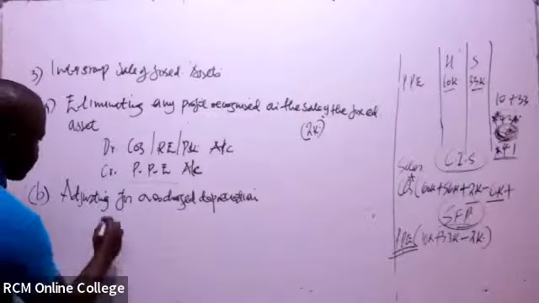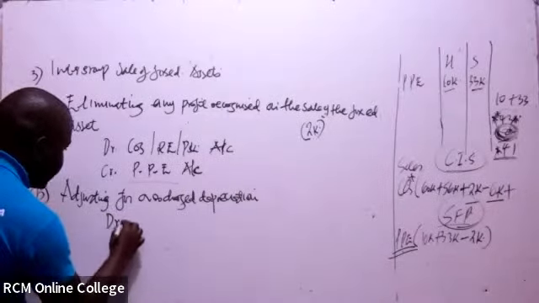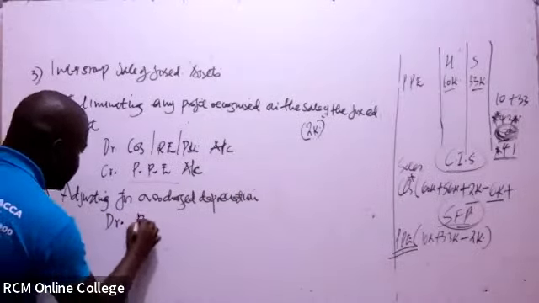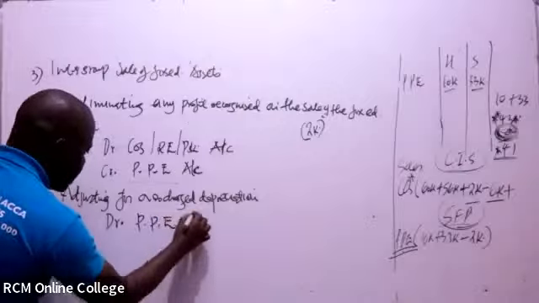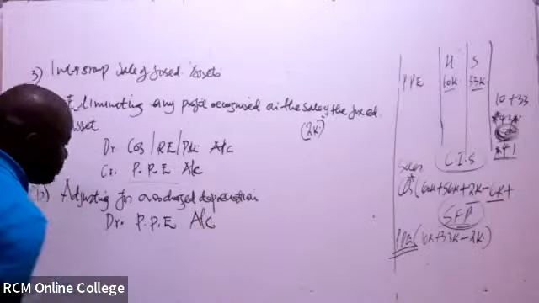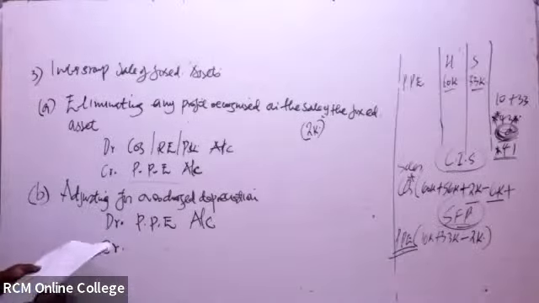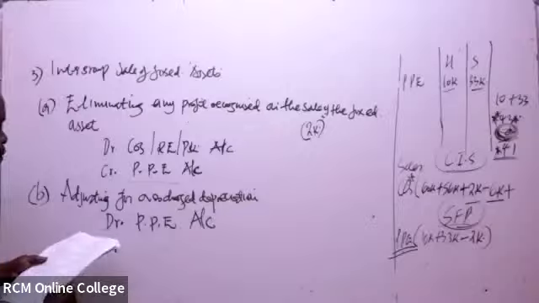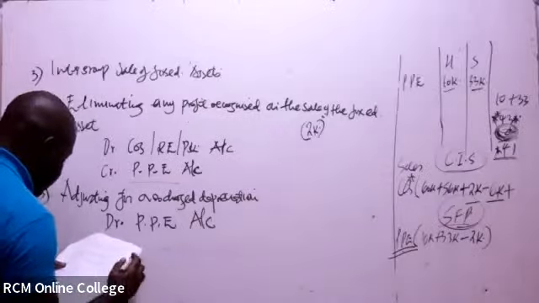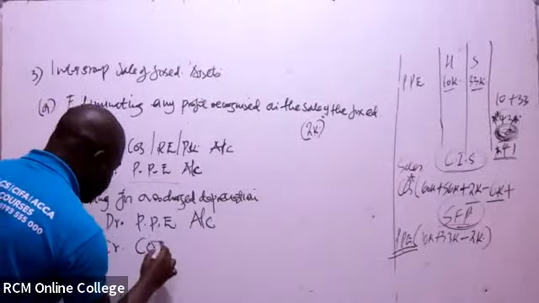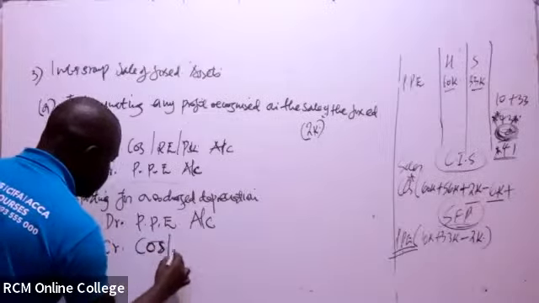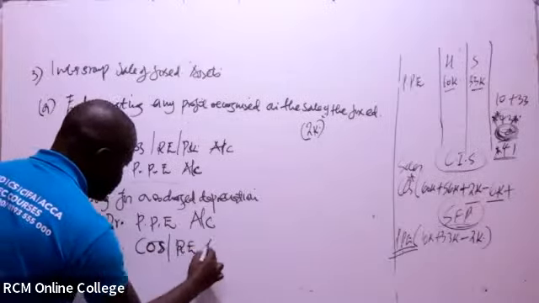You'll actually debit, you'll return it back. Debit the property, plant and equipment account with that overcharged depreciation. Then in this case, we'll end up having to credit the income statement, or in this case, reduce what? You'll credit the cost of sale, or you can probably say you'll credit the retained earnings account.